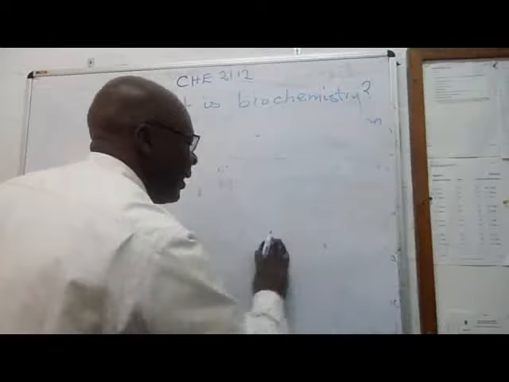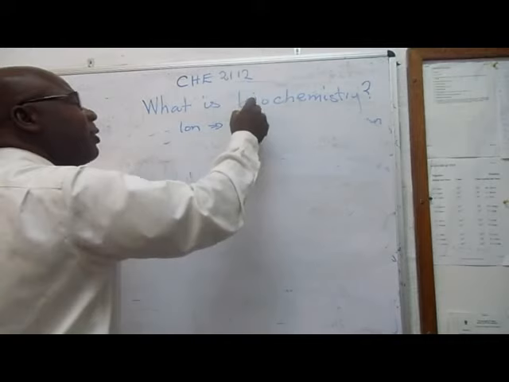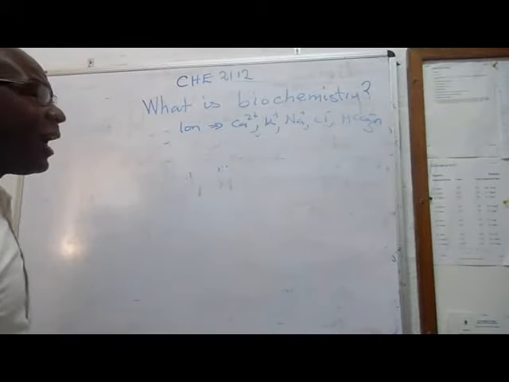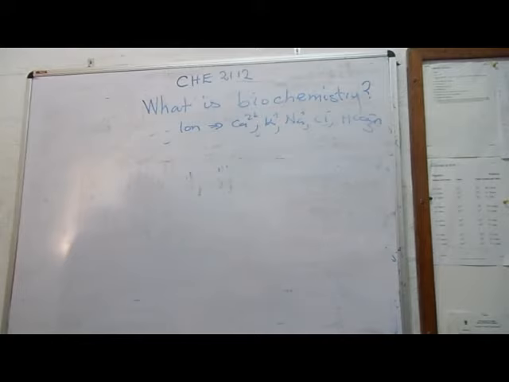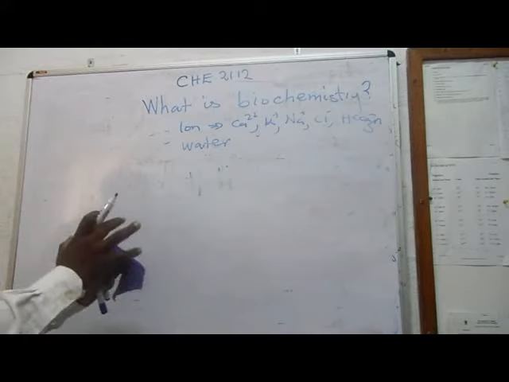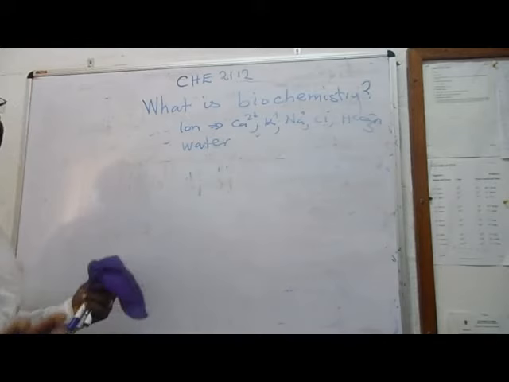Such as the ions. You may have ions, which may include calcium ions, potassium ions, sodium ions, chloride ions, bicarbonate ions. All these and many more other ions, we will find them in the cell, as it were. And lastly, you will also find another molecule called water. So these are chemicals, these are molecules that make up the cell.